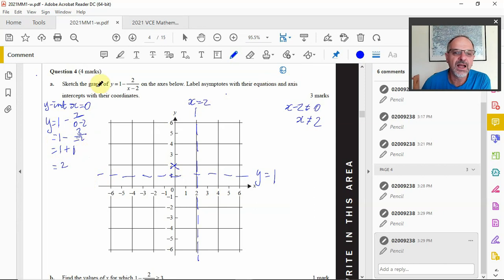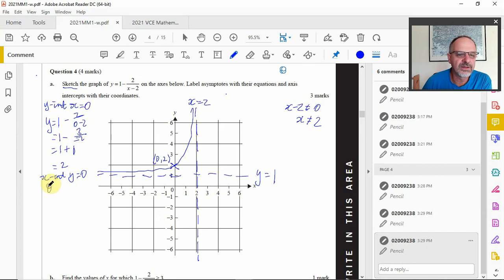Now it says axis intercepts with their coordinates, so I need to label that point with its coordinates. Now its coordinates are x equals 0, y equals 2. So our hyperbola, which we've got to draw, will go something like that, because it says sketch the graph, so I need to put that in. So there's my y-intercept, my x-intercept, y equals 0.